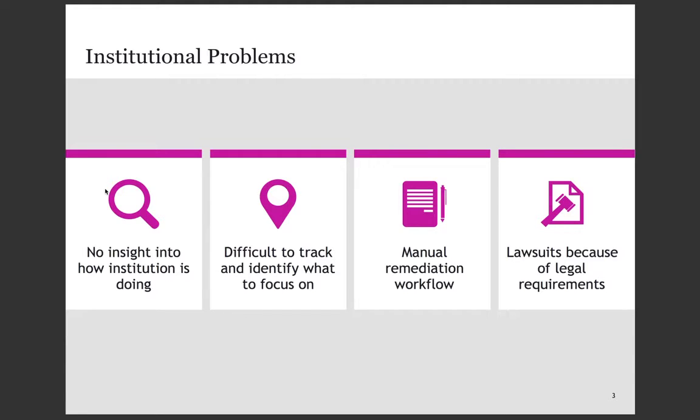In terms of problems that the institution is faced with, first of all, it tends to be extremely difficult as an institution to understand how you're doing with regards to the accessibility of your content, and that's because there's tons of content out there. There's new content being created all the time. There's a wide range of people that are creating content. There's a wide variety in types of content. Because of that quantity problem, it tends to be very difficult to get good insight into how you're doing, other than maybe some manual spot checking.